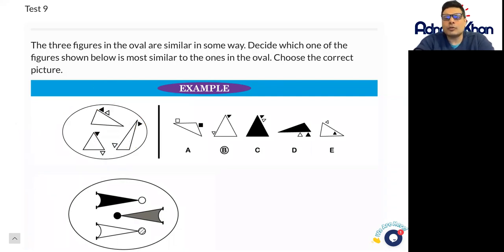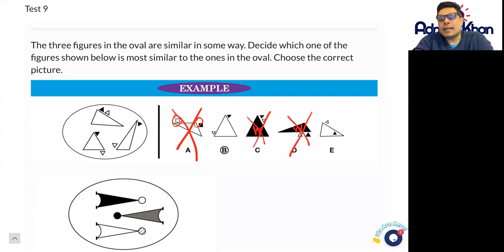Now, which figure on the right is going to be very similar? Now here with figure A, we've got squares. Now we need to have triangles. So in this case, let's cross this out. In C, this is a black triangle and it should be a white triangle. So let's cross this out. That doesn't match. Again, we've got a black triangle and it's supposed to be a white triangle for figure D. So let's cross this out.